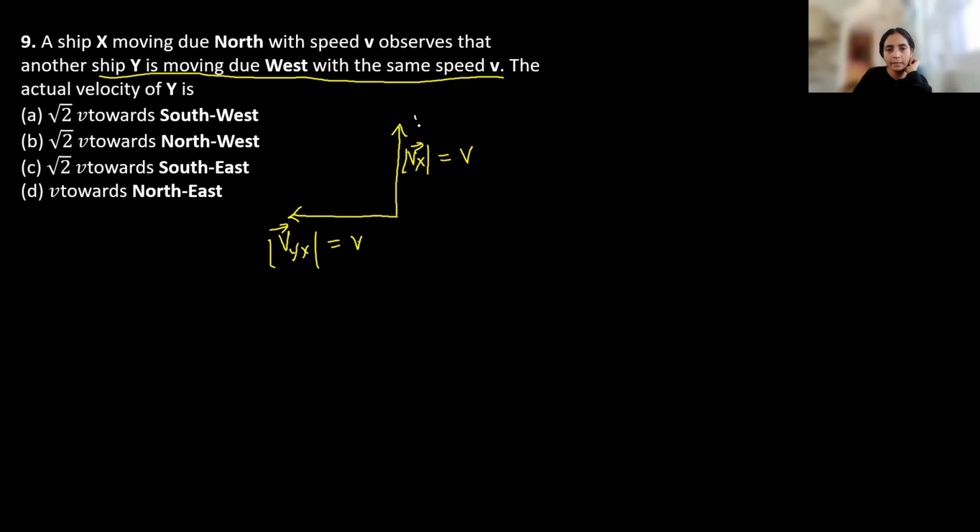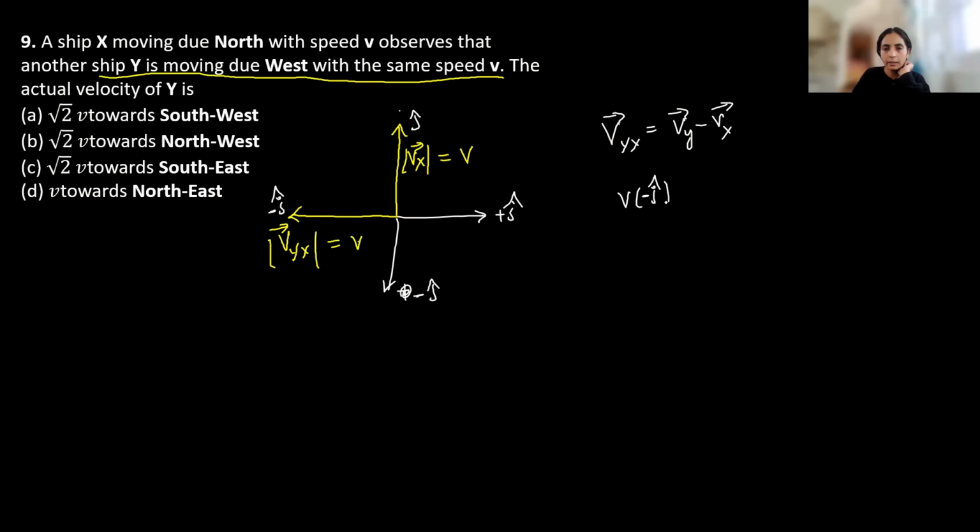So let us take a unit vector along north direction as j cap and along west direction as minus i cap. Here it will be plus i cap and in this sense it will be minus j cap. Okay, so Vyx is equal to how much? That is equal to Vy minus Vx. And this Vyx is equal to V minus i cap, and this is equal to Vy, which is equal to V j cap, and minus this is Vx.